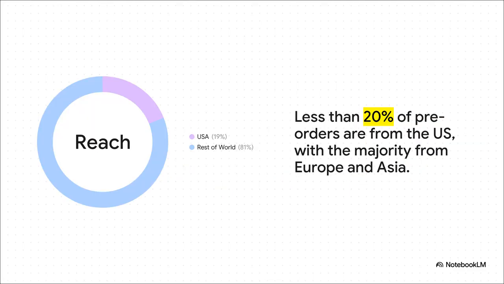Now, this is where it gets really interesting. Look at where that demand is coming from. Less than 20% of the pre-orders are from the US. Over 80%? That's the rest of the world, mostly Europe and Asia. And that's so important because it gets around that iMessage lock-in that keeps so many Americans on iPhones. For people in these other markets, the Seeker isn't just a second crypto phone. It's a totally viable option for their main everyday device.